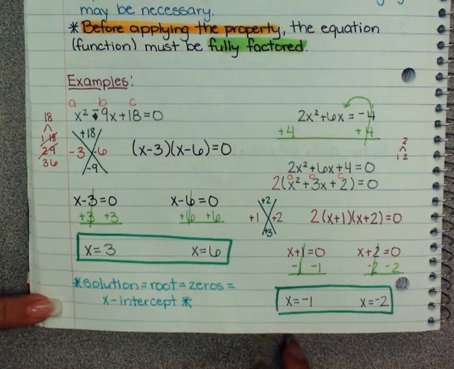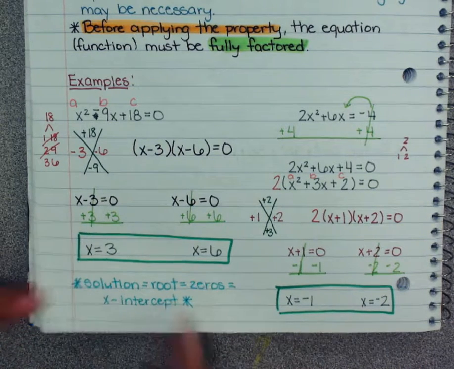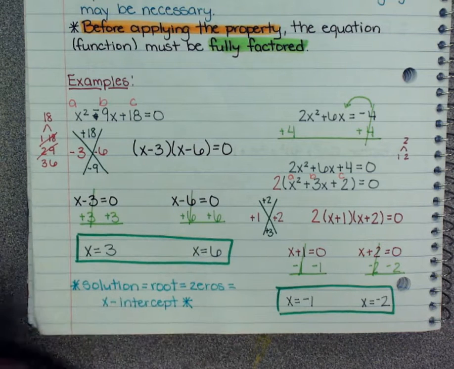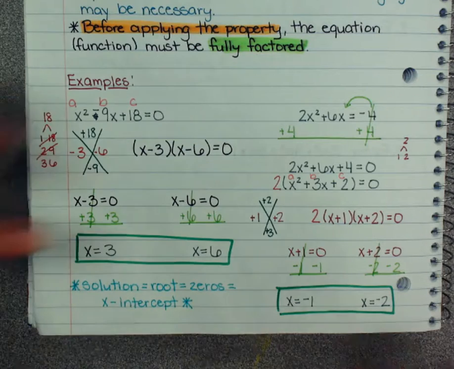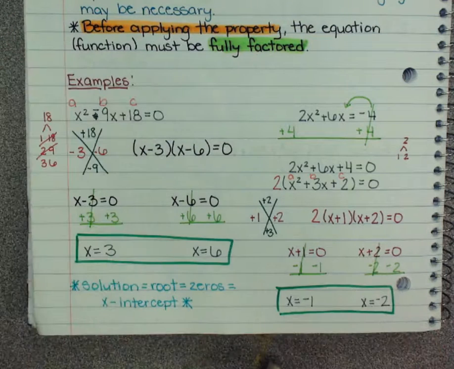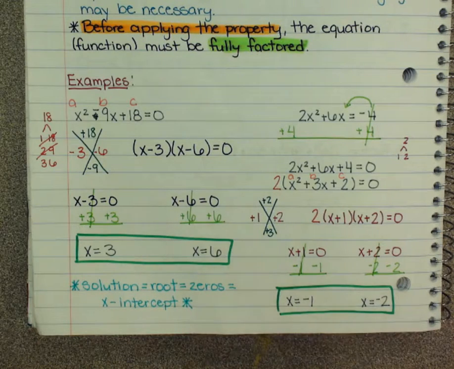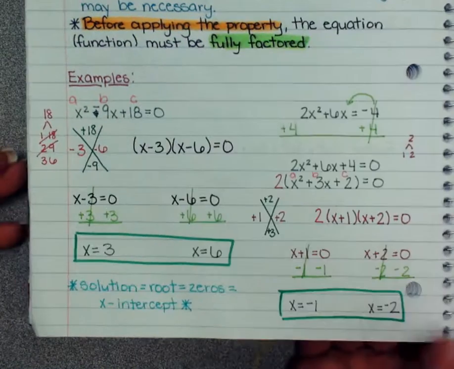Okay. All of these mean the same thing. I could call it a solution, I could call it a root, I could call it zeros or x-intercepts. They all mean this process right here. Okay, so these are your notes for using the zero product property or solving quadratics by factoring. And here are your example problems.